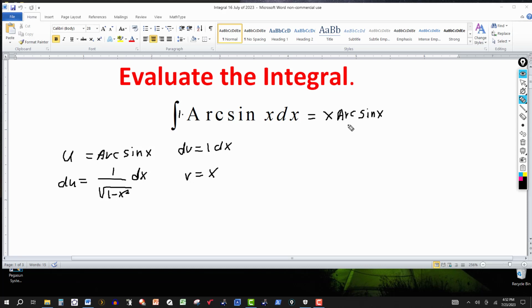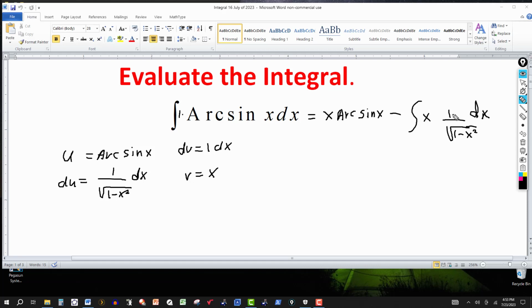So that's the first part of the formula, and it gives you the first part of the answer. So it's u, which is arcsine of x, times the v, which is x, and then it's minus the integral of v du. So we have v is x, so this will be right here, and then du is over here. This will be 1 over the square root of 1 minus x squared. And this will be dx. So then all we have to do is integrate this part right here.